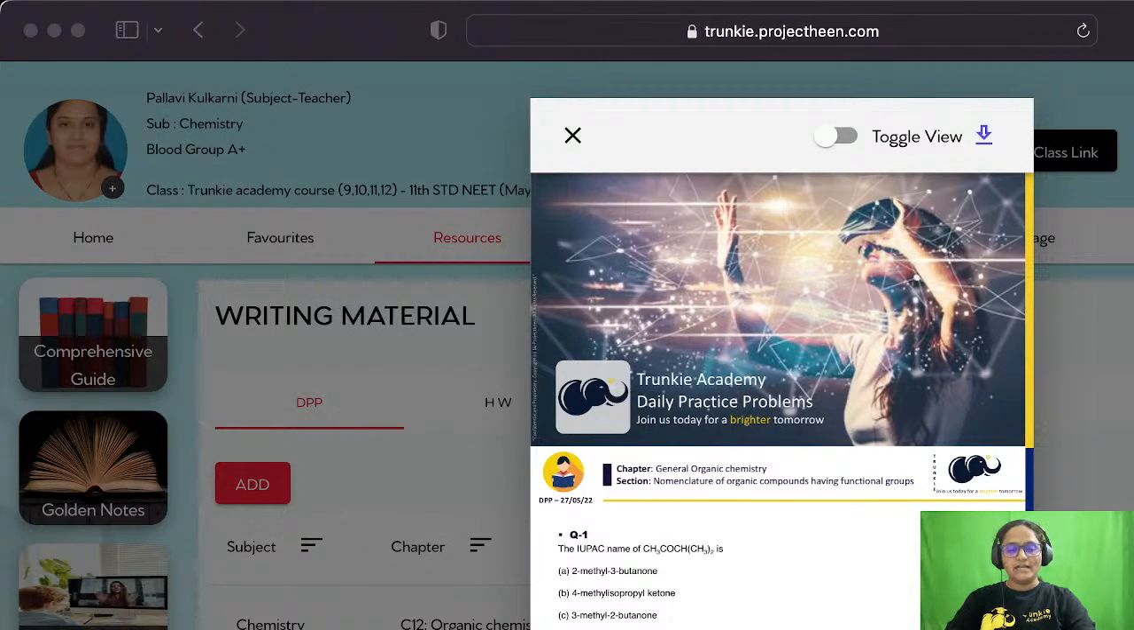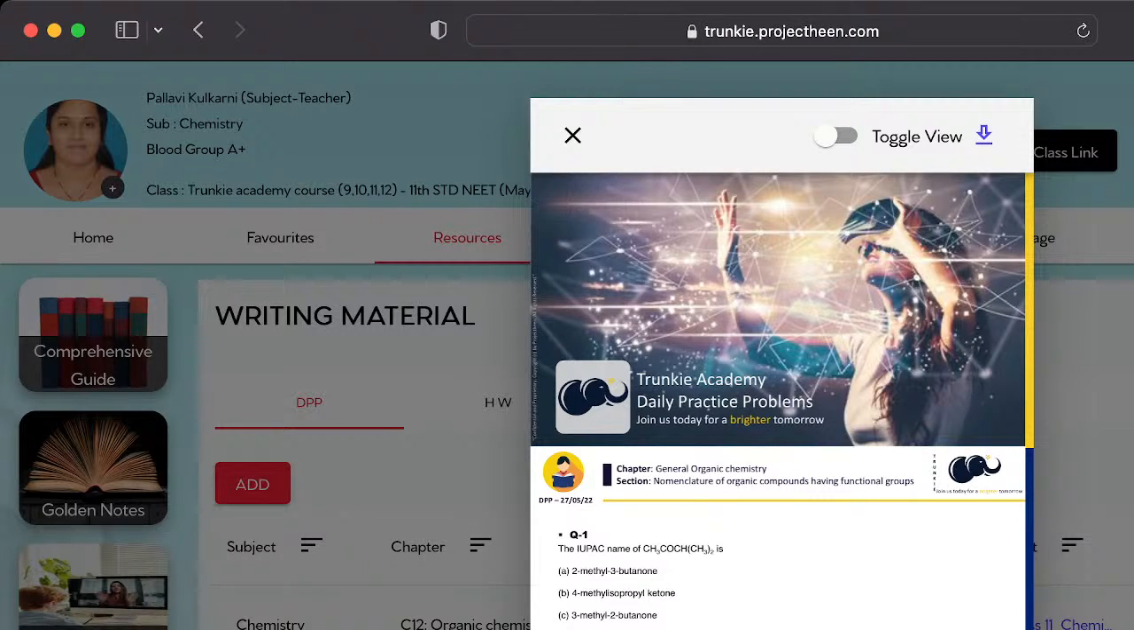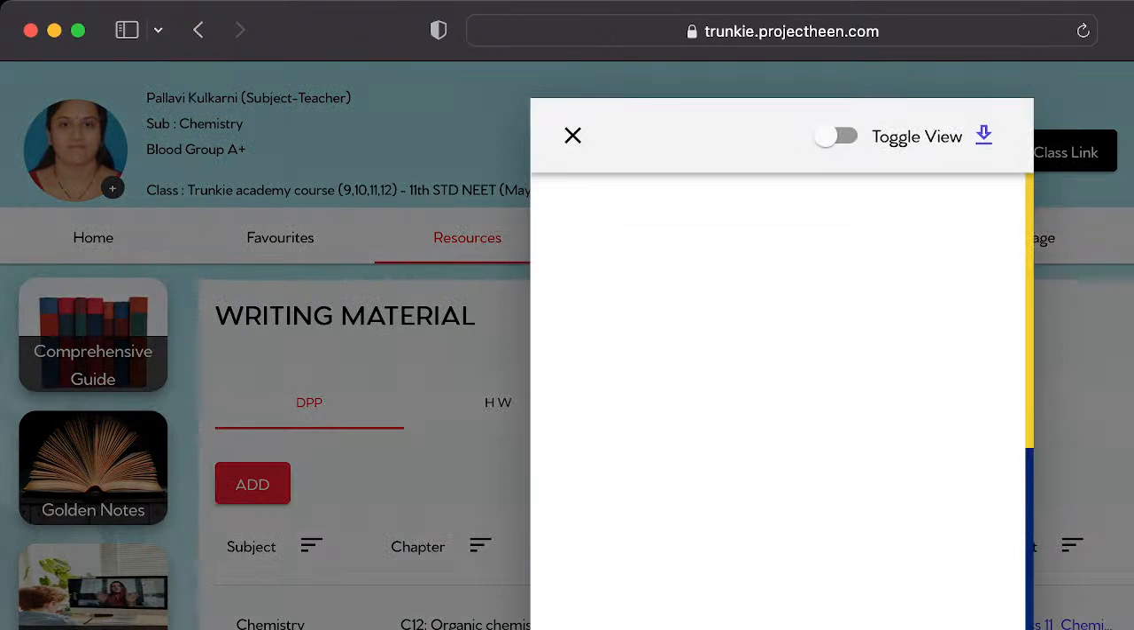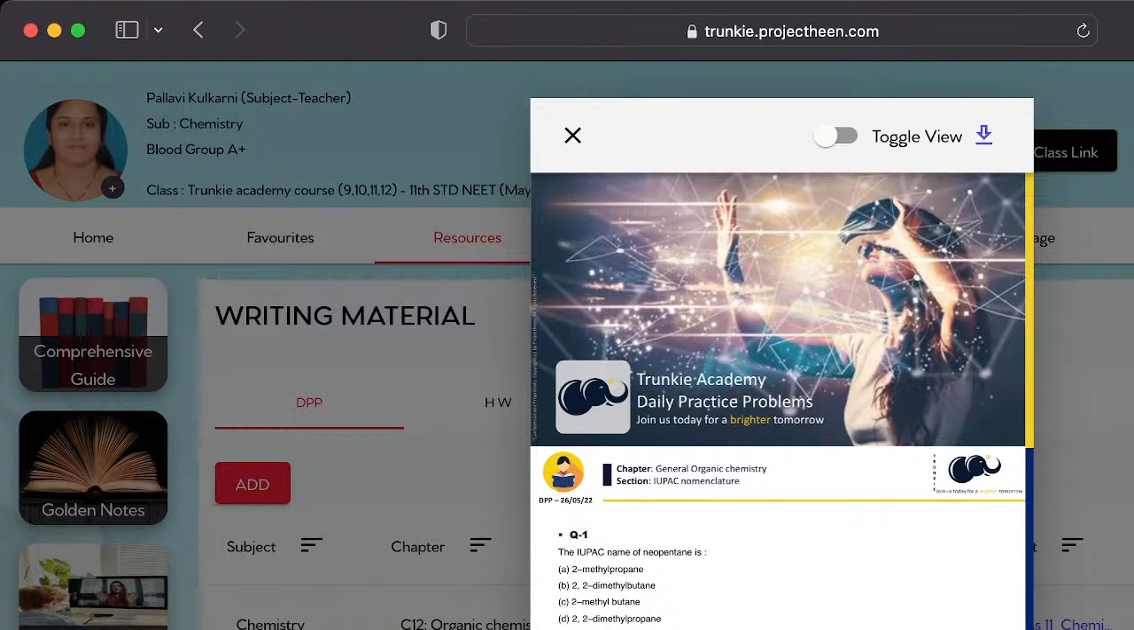Before ending the class, let me show you about DPP, the daily practice problem. This is the teacher's portal. Go to the resources, then to the writing material, then open a DPP, daily practice problem. You can see the questions over here, and write down the solutions of these questions in your notebook. Take a picture of your notebook and upload it on the portal, so that the teacher will evaluate it and let you know the suggestions and corrections wherever required.